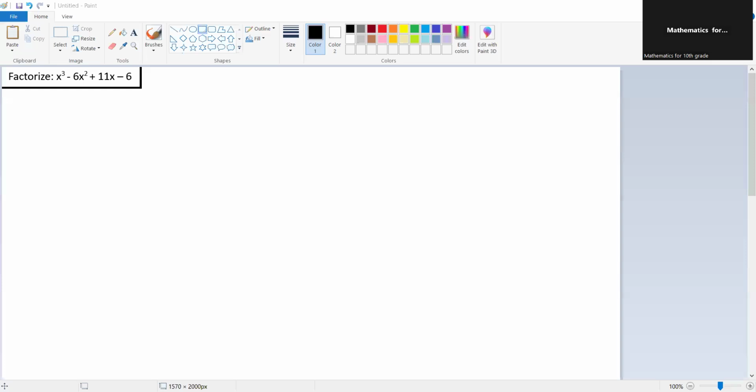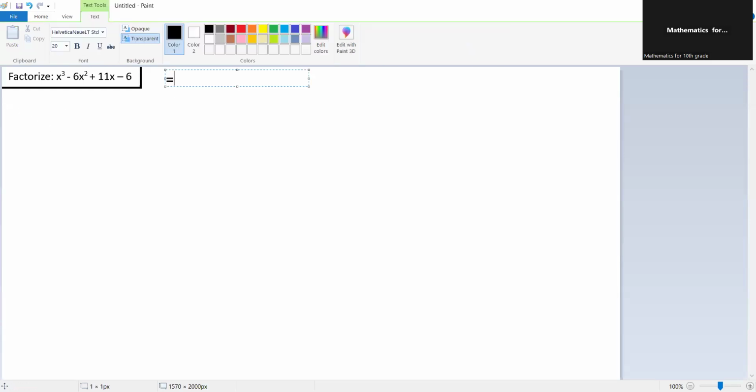Factorize x cube minus 6x square plus 11x minus 6. This is a cubic function, so it will ideally have three factors, something of the form x minus a into x minus b into x minus c. So we have to find what are those a, b, and c. So ideally I need the answer as equal to x minus a into x minus b into x minus c.